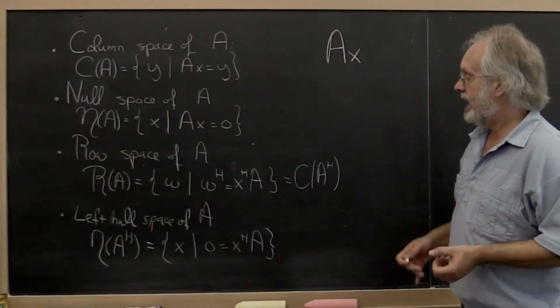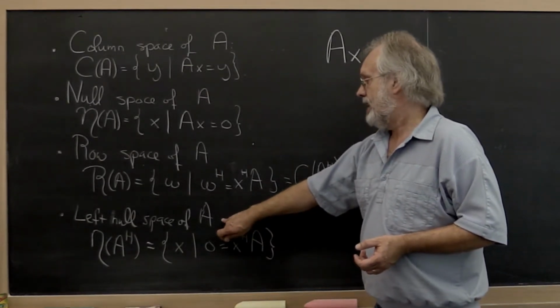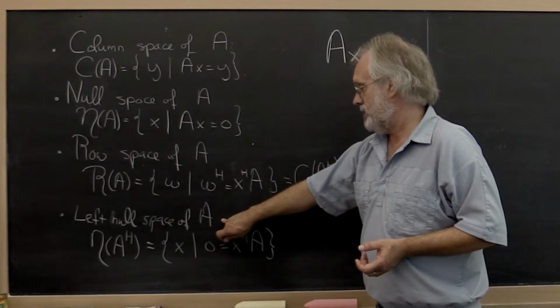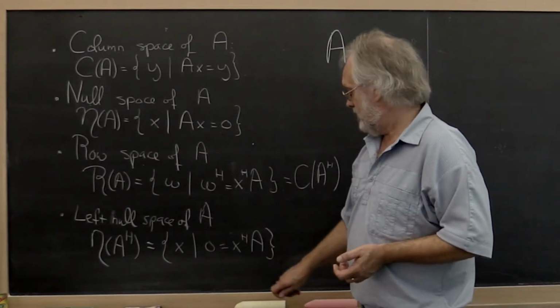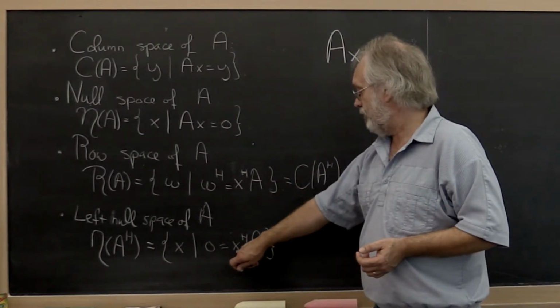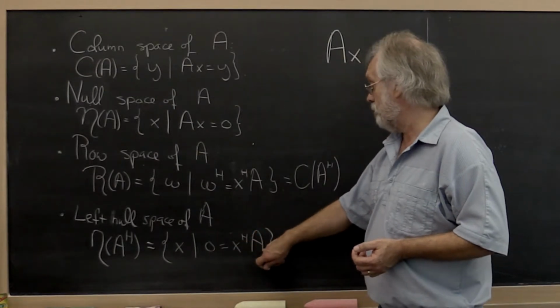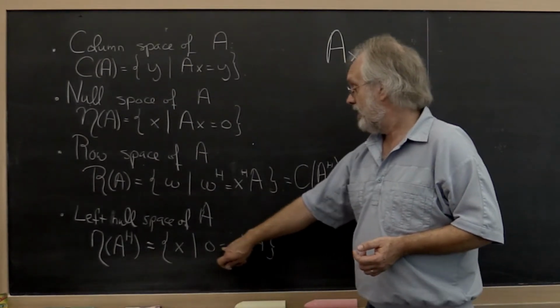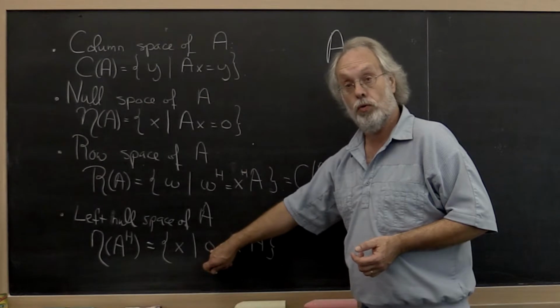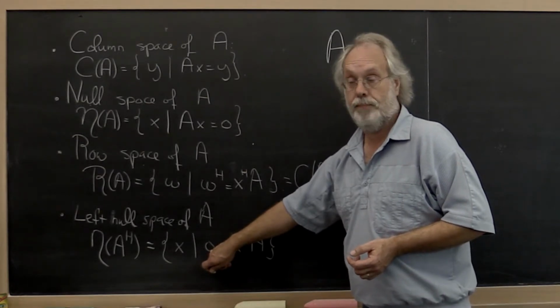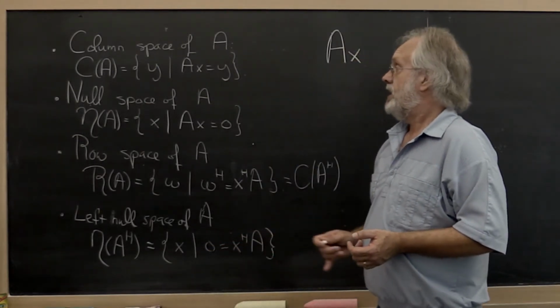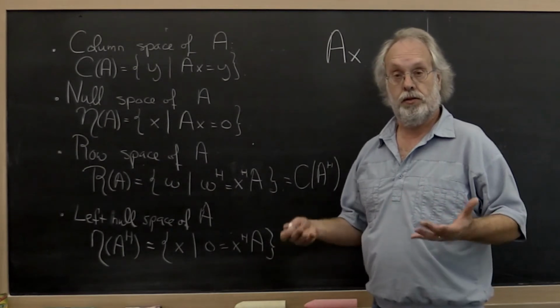Okay? And then finally, there's one more space, and that's known as the left null space of A. And that's the set of all vectors such that if you take it as a row vector and multiply it times A from the left, then you end up with the zero row vector. Okay? And these are known as the four fundamental spaces.